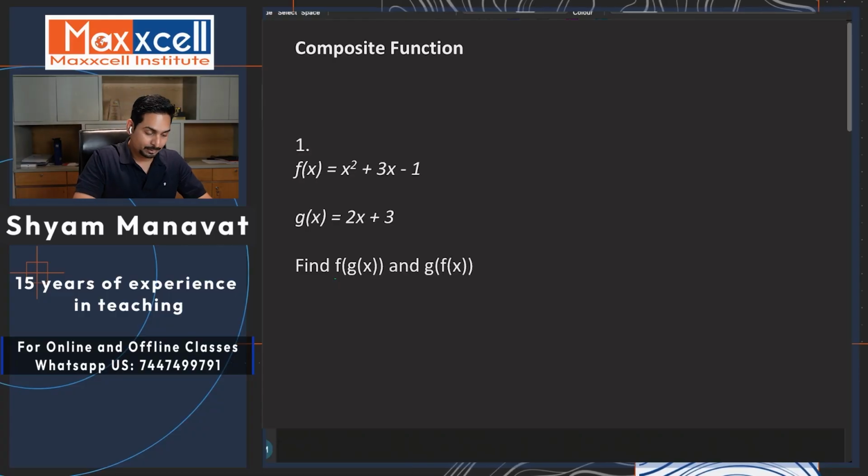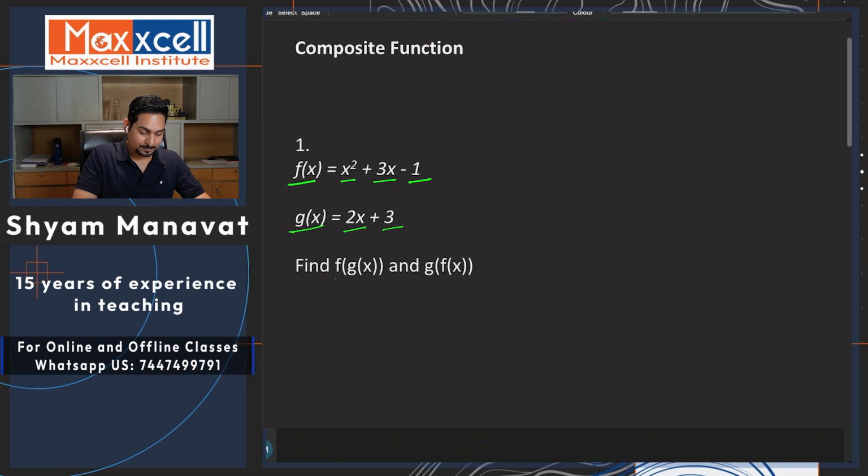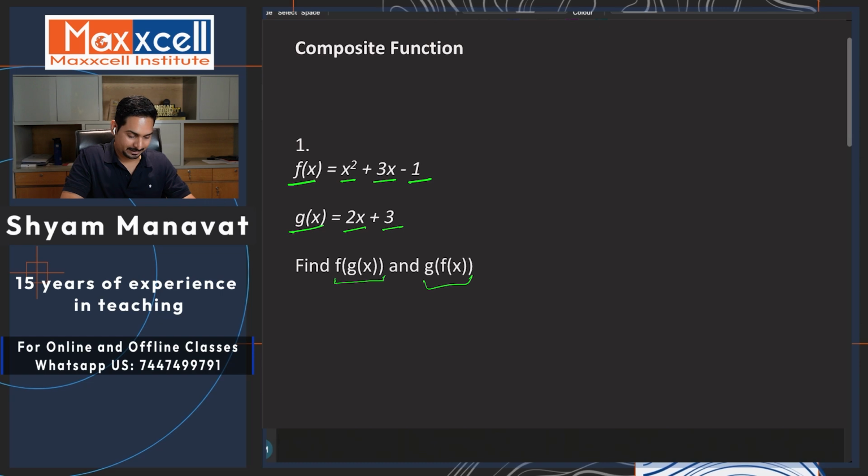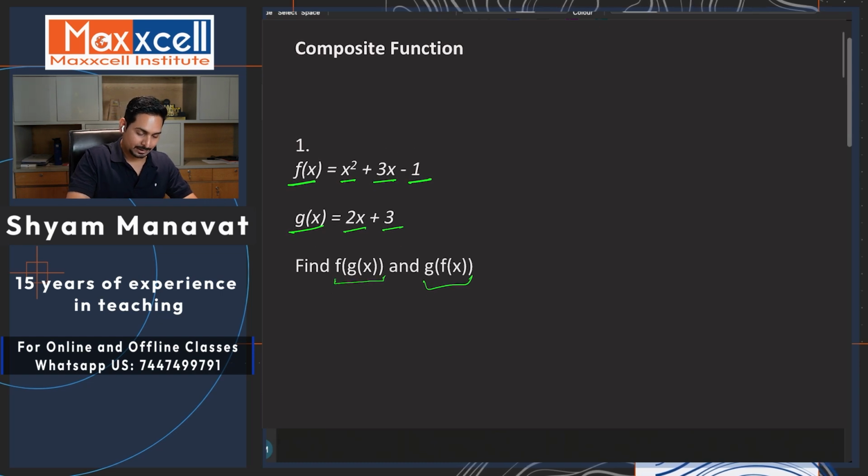Here we have an example of composite function. So the question is f of x is given as x square plus 3x minus 1 and g of x is given as 2x plus 3. The question says, let's find out f of g of x and g of f of x. ये हमें find करना है, ठीक है? So as discussed, composite function, आपको क्या करना है?